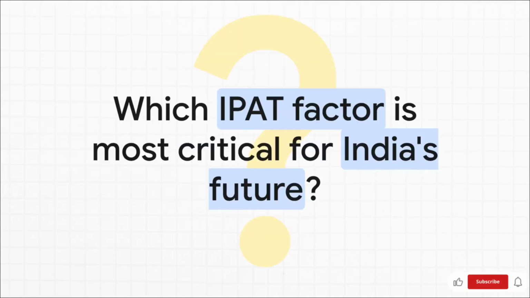And we'll end with a little something for you to think about, a question to take these ideas out of the textbook and into the real world. Using that IPAT framework we just learned, which factor, P, A, or T, do you think is the most critical one for India's environmental path forward? It's a great way to apply everything you've just learned.